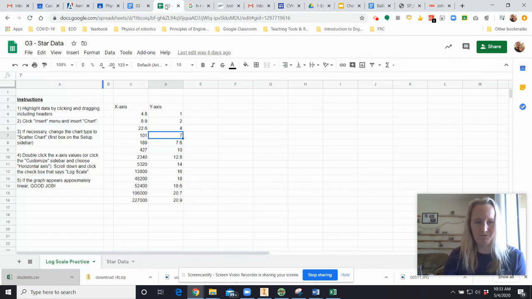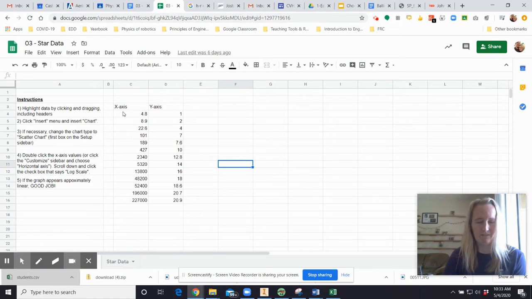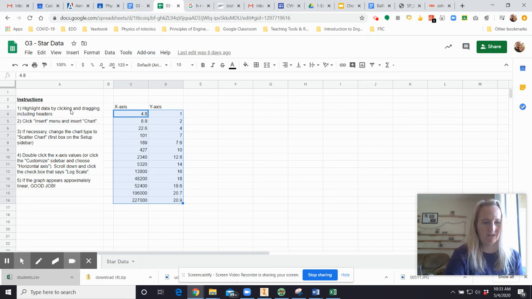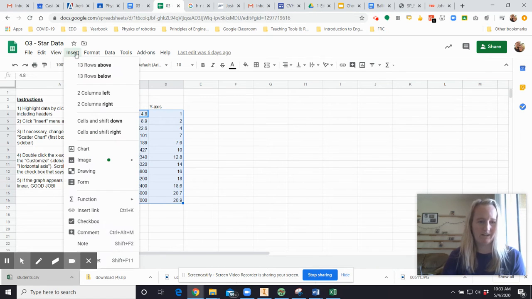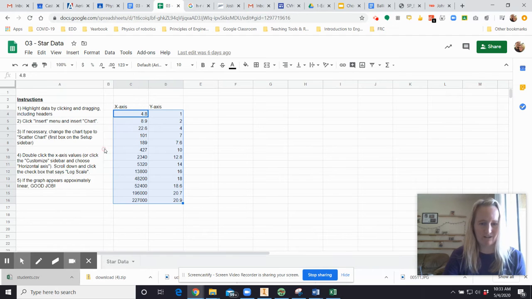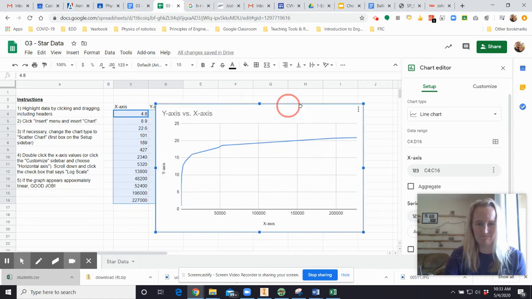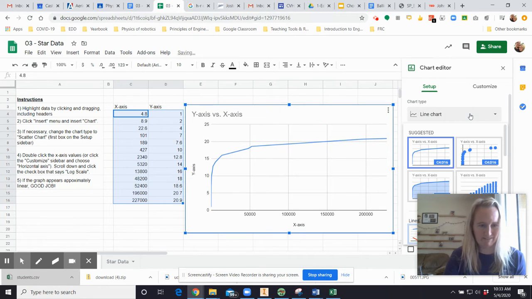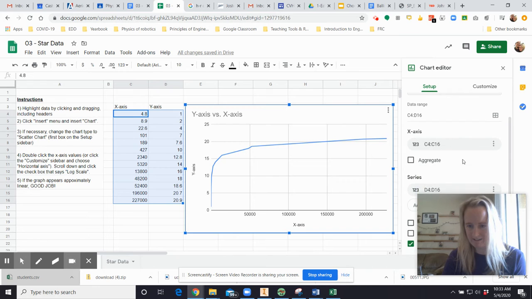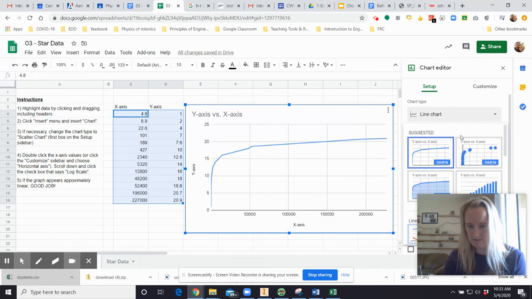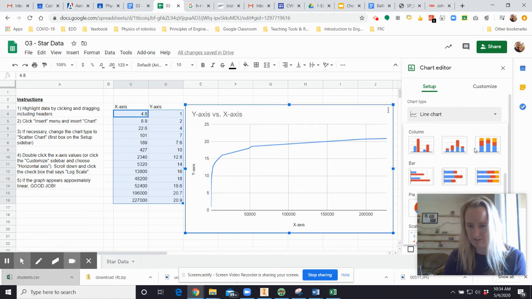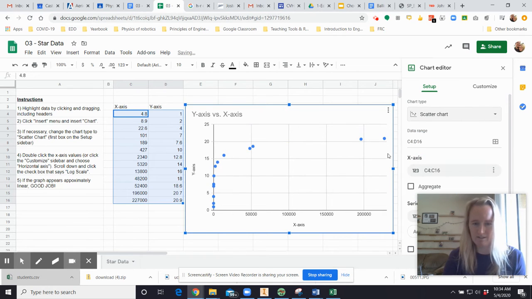If we go into the star data activity, for the first graph I give you the x values and I give you the y values. You're going to highlight the data, click insert, and insert a chart. The chart you want is scatter, which is down near the bottom. There it is. And for the x-axis, you want to double click the x-axis values.